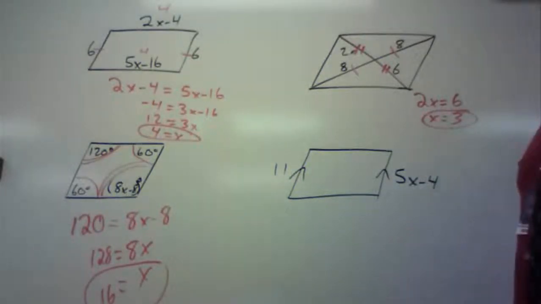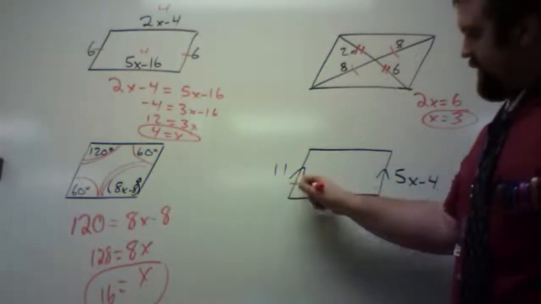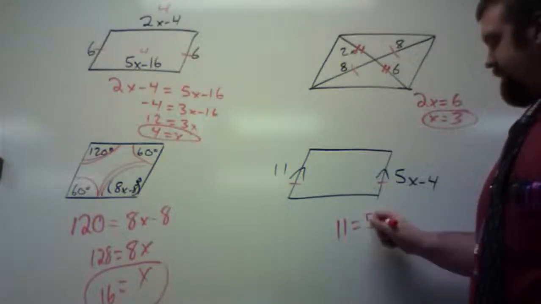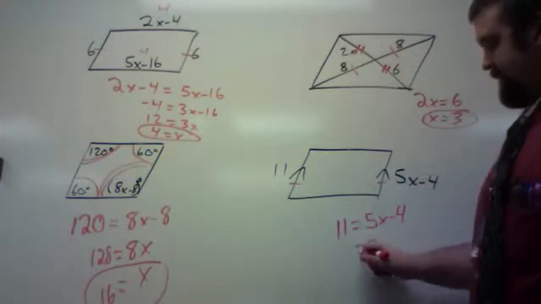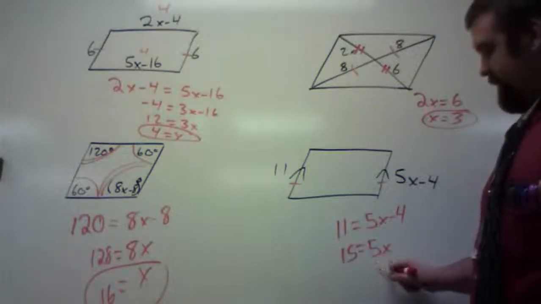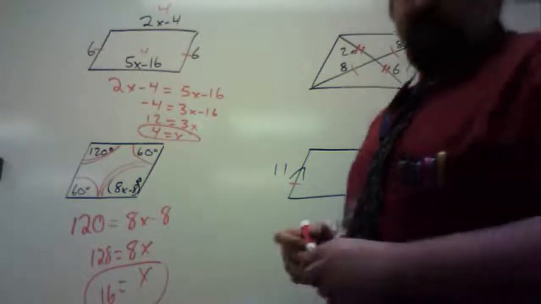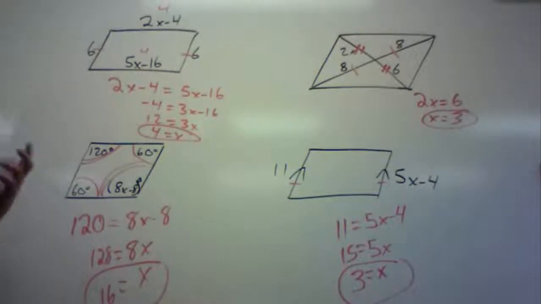And last but not least, this one. The one pair of sides is both parallel, so I also need to get the one set of sides being congruent. So 11 has to be equal to 5x minus 4. Add 4 to both sides, 5x equals 15. Divide by 5 to both sides, x equals 3. Awesome. There we go. These are the values of x that would make these parallelograms.